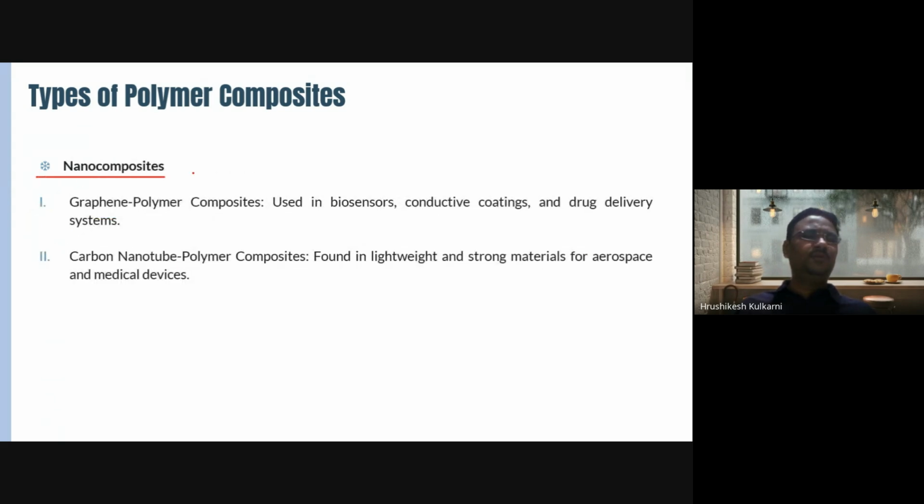Now the next and more popular area is called nanocomposite. A huge number of research papers are getting published in this area, where we convert the material to nano level and add that as a reinforcement in the matrix to get the desired result. One popular research area is graphene polymer composites, where we are using it for biosensors. Actually, this is a mechatronics application where we design sensors used in the biomedical field, conductive coatings, and drug delivery systems.